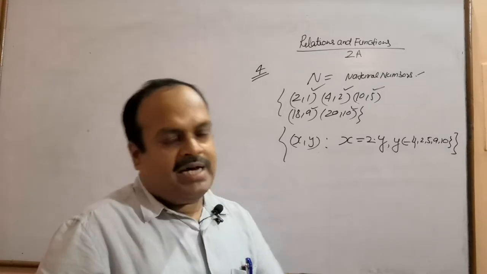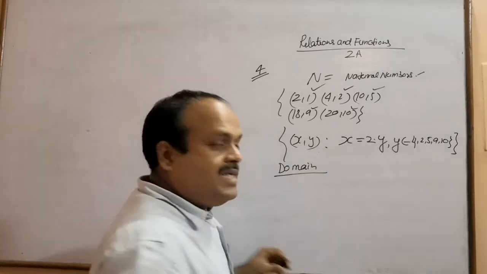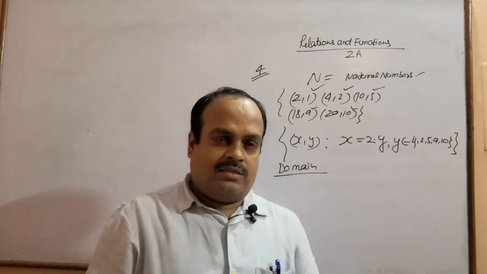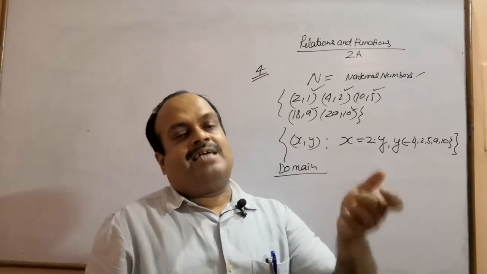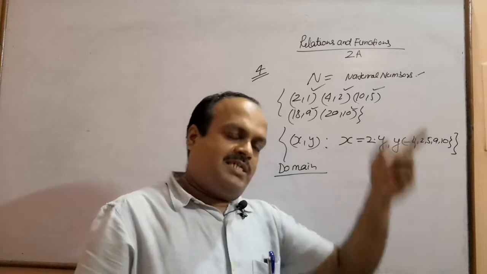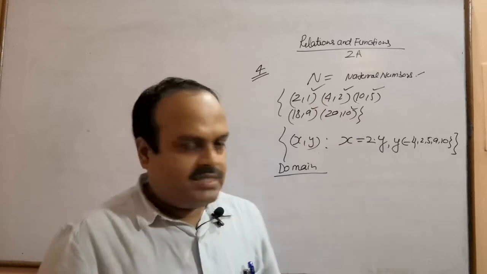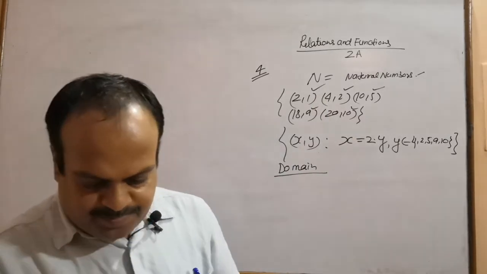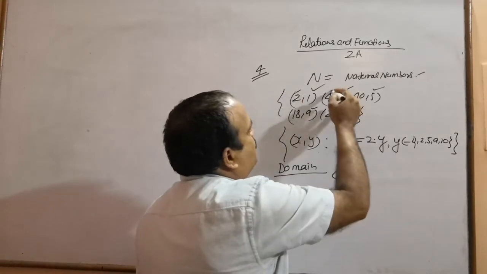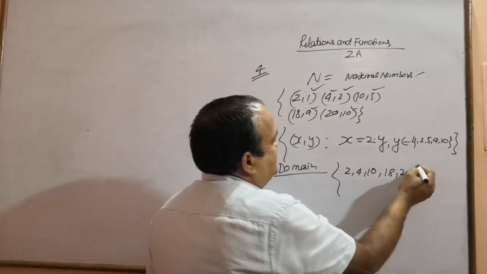We have to write the domain and the range. As I told you in the last class, in a relation, the set of collection of the first entry is called the domain of the relation. So here domain will be 2, 4, 10, 18 and 20.